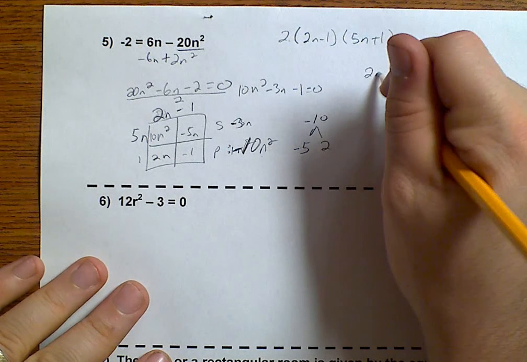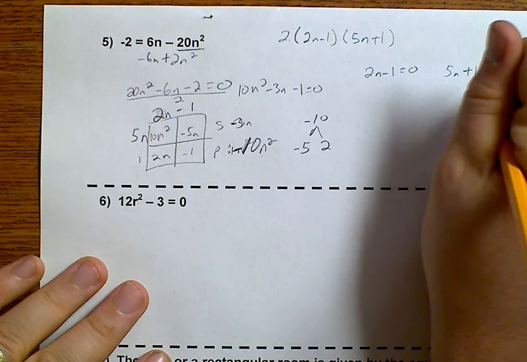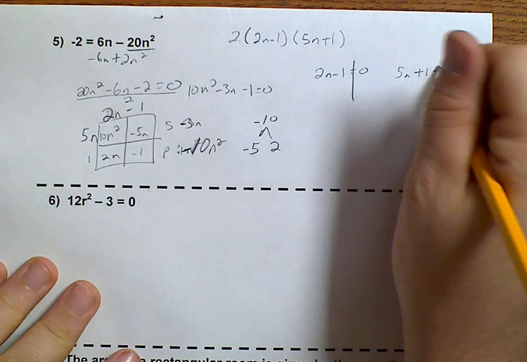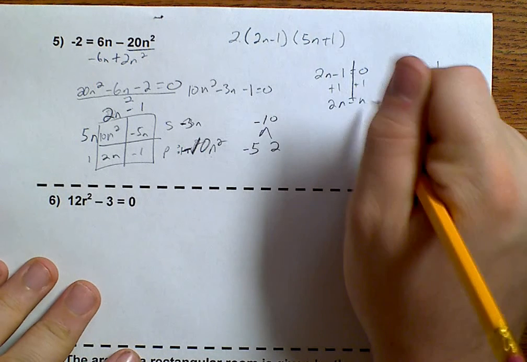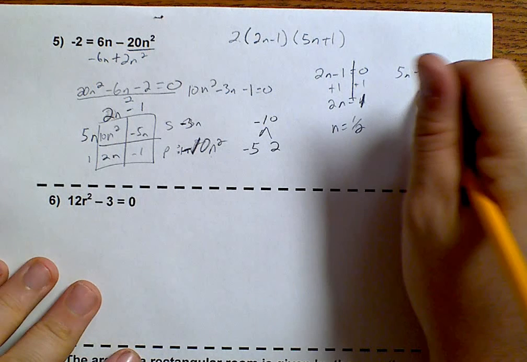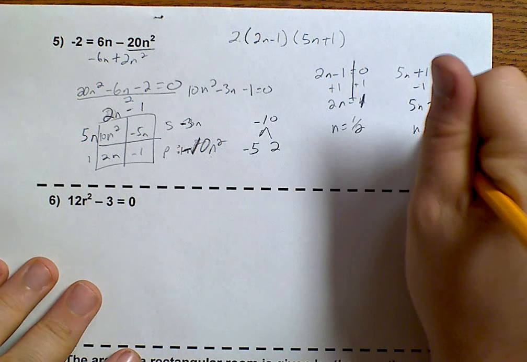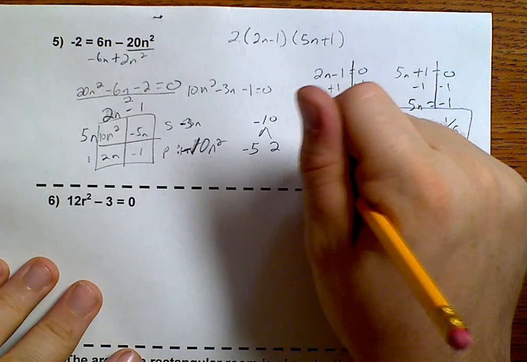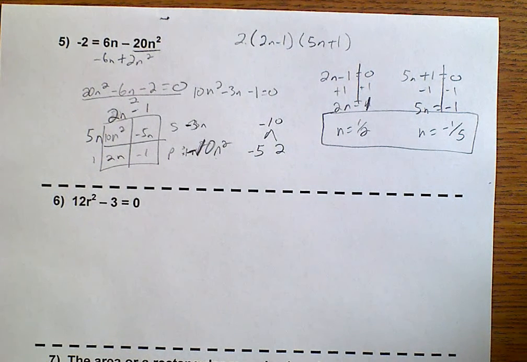2n minus 1 equals 0, and 5n plus 1 equals 0. Add 1, 2n equals 1, n equals 1/2. Subtract 1, 5n equals negative 1, n equals negative 1/5. And there we have it.